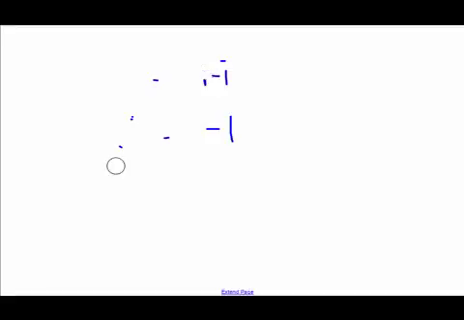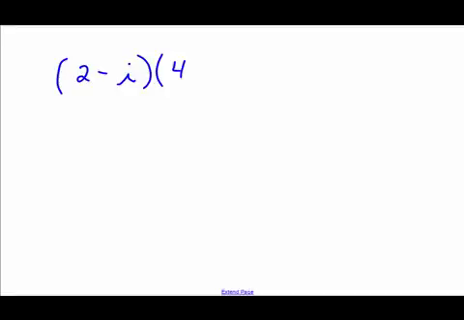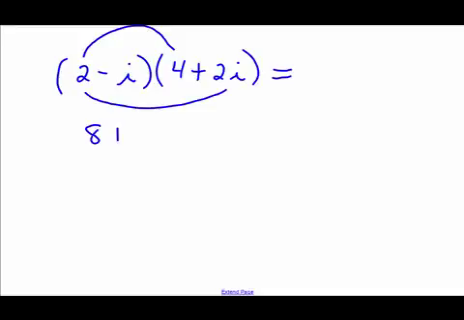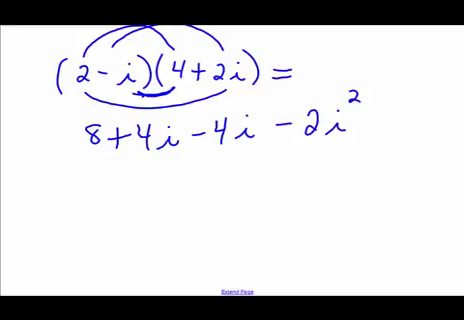For example, let's multiply the following two complex numbers together: 2 minus i, and let's multiply that with 4 plus 2i. Now, what do you think I'm going to have to do here if I'm going to multiply these two binomials together? You're going to use the FOIL method: first, outside, inside, last. Again, just treating i as if it was a number. So 2 times 4 gives you 8. Outside terms gives me a positive 4i. Inside terms give me negative 4i. And last times last: negative i times a positive 2i is a negative 2i squared.